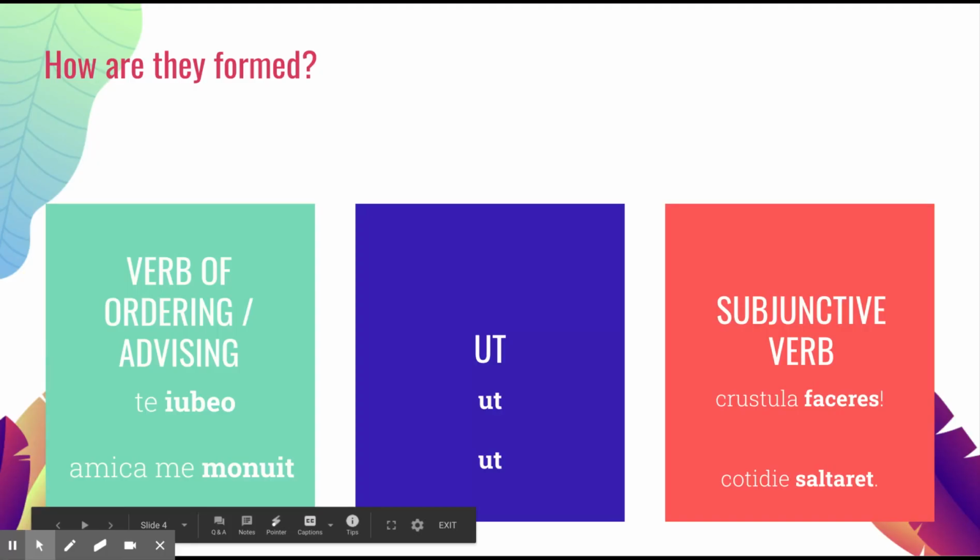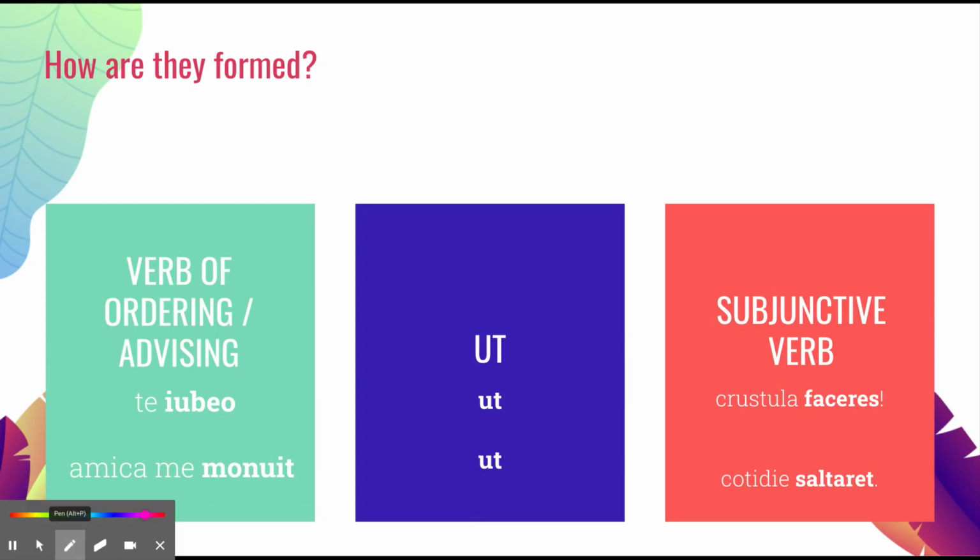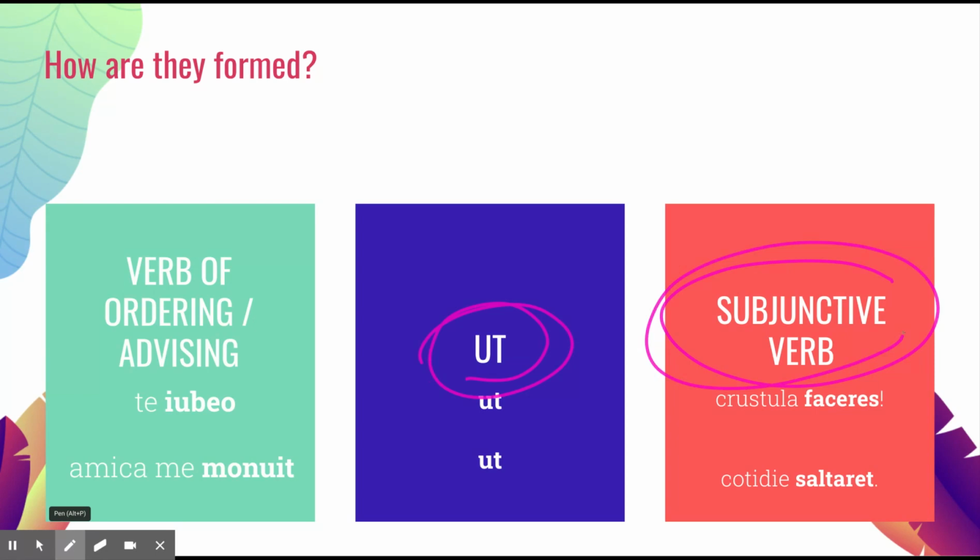So the question we have is, how are they formed? An indirect command resembles a purpose clause in the sense that it will have an ut and will have a subjunctive verb. However, the difference is your main clause will have a verb of ordering or advising. So let's take a look at these sentences I made down here.